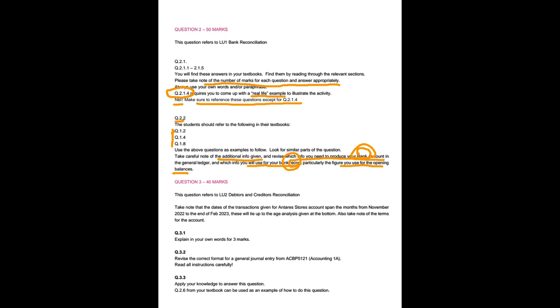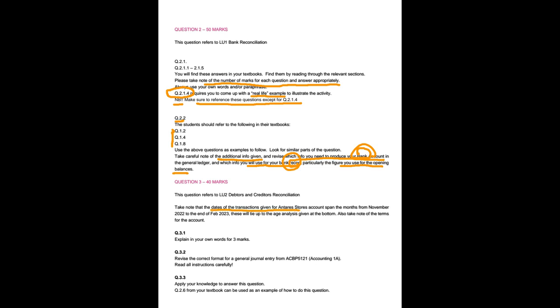Then question 3 is for 40 marks. This one is on Learning Unit 2. So we've got the debtors and the creditors reconciliation. So again, take note of the dates of the transactions that are given.